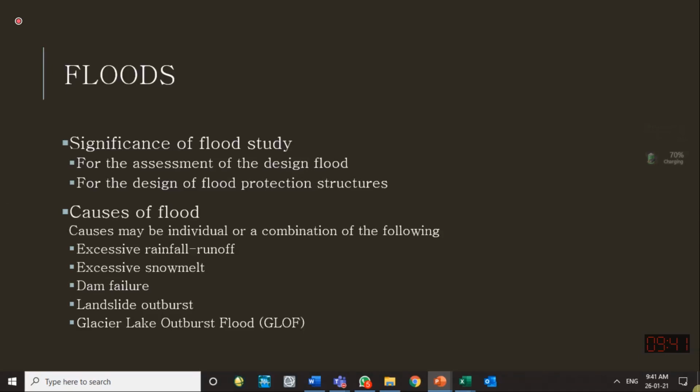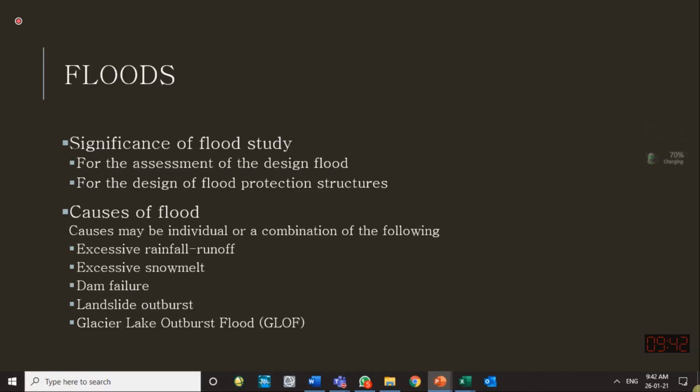So for a certain design flow, what will be the level in the river? That is part of the flood study. What will be that flow quantity? That is also part of the flood study. Usually the design flood is selected based upon the importance of the structure. The more important the structure, the more losses it can cause because of its breakage or damage, and the higher the design flood selected. And there are different ways of selecting the design flood.